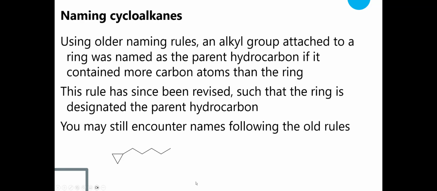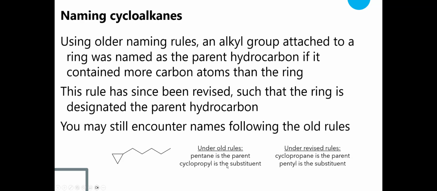So let's take a look at this example right here. Using the older rules, the parent hydrocarbon would have been the pentane here, simply because it contains more carbons, 5, than are in the ring, 3. Under the newer rules, we will always designate the cycloalkane as the parent hydrocarbon if there is just one cycloalkane. So in this case, the parent would be cyclopropane, and this pentyl group would be considered the substituent.